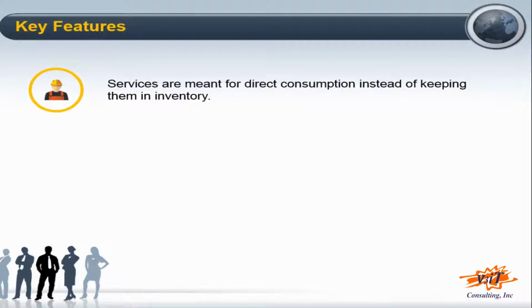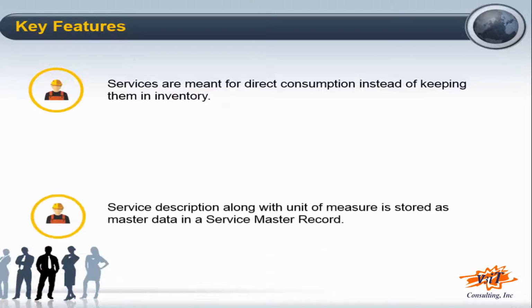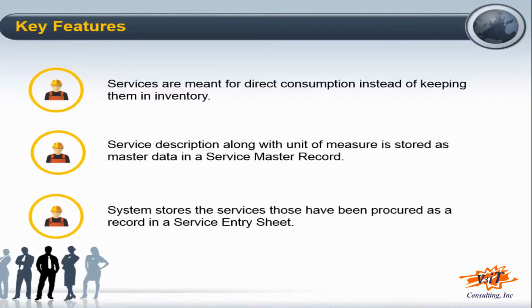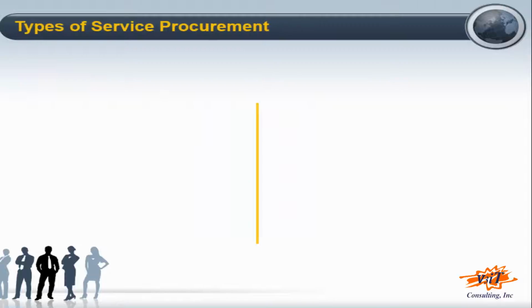The key points about service management are as follows. A. Services are meant for direct consumption instead of keeping them in inventory. B. Service description along with unit of measure is stored as master data in a record that is known as service master record. C. The system stores the services that have been procured as a record in a sheet called the service entry sheet. Service procurement is of two types: planned services and unplanned services.